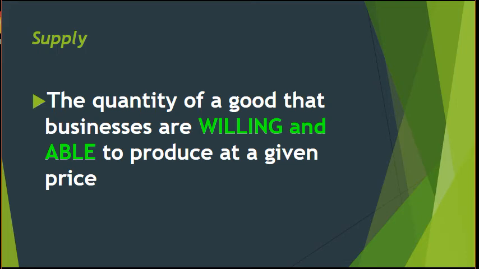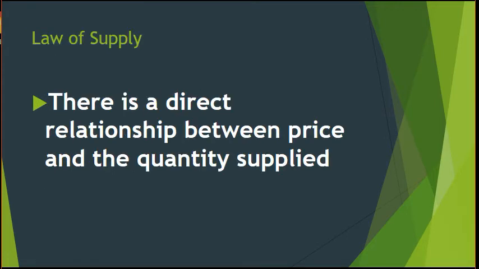Supply is the quantity of a good that businesses are willing and able to produce at a given price. So I might be able to produce a particular product, but I don't make any money doing it. I make 2 cents. It's not worth it. Ford is dropping out of building consumer sedans, not because they don't make a profit on them, but because they make more profit on SUVs and trucks, and so they want to go to SUVs and trucks. There is a direct relationship between the price and the quantity supplied. Businesses like high prices, so as the price goes up, businesses will increase the quantity supplied.